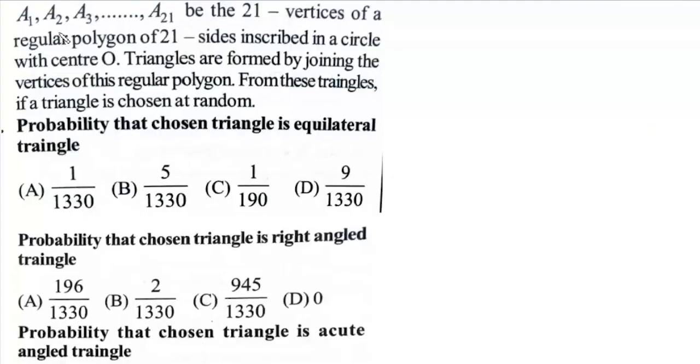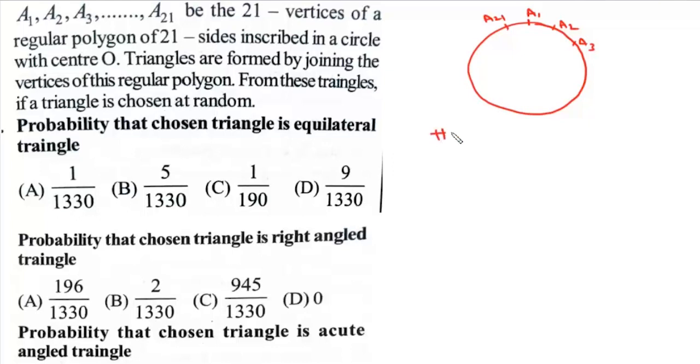Now here the question is, let A1, A2, A3, up to A21 be the 21 vertices of a regular polygon of 21 sides inscribed in a circle with center O. So we have this circle with center O, and then we have these 21 vertices inscribed. So it is A1, A2, A3 up to A21, and they are all vertices of a regular polygon. Now triangles are formed by joining vertices of this regular polygon.